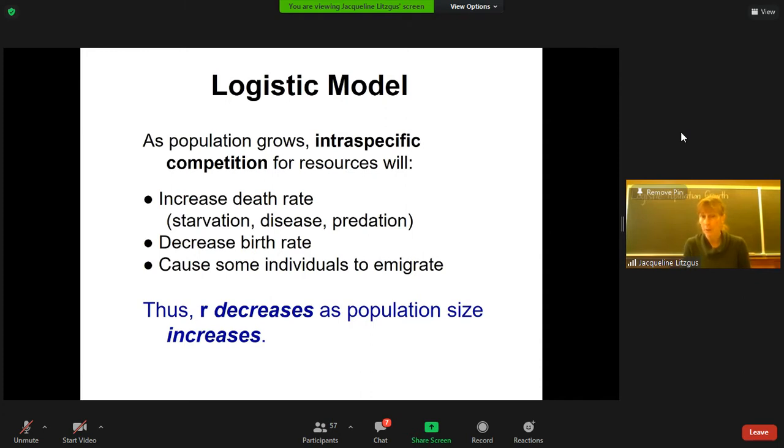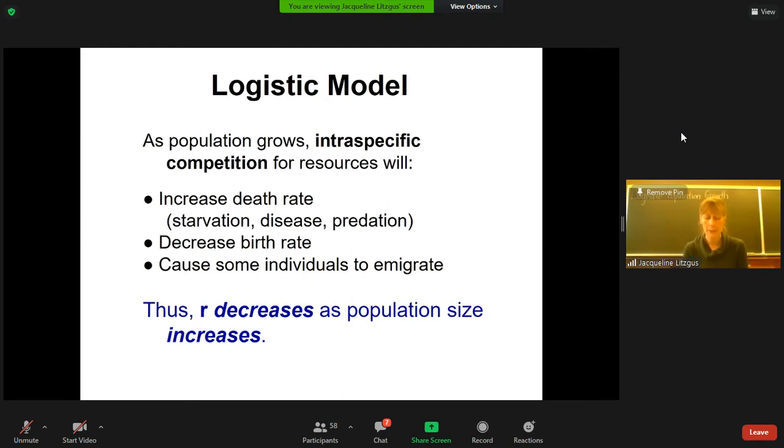So right away, if death rate changes, that means the value of little r is going to change. There also could be decreases in birth rates. That value of little b could also change, because if there's competition for limited resources, maybe a female is not going to get enough to produce healthy offspring. She herself will be compromised, and then she can't produce kids. So there could be a decrease in birth rate.